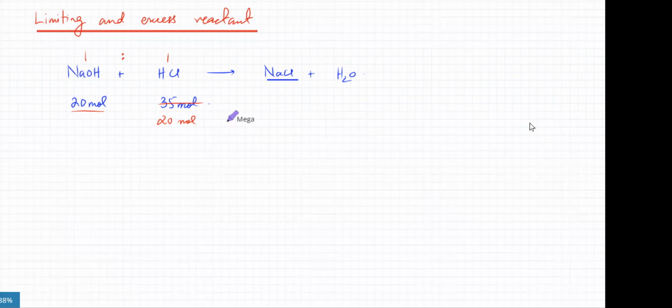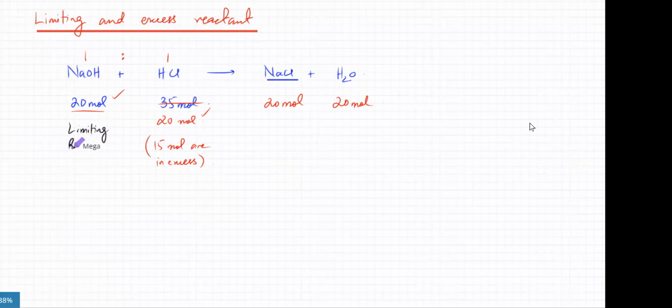You've added too much HCl. You've added it in excess. So that means 15 moles are in excess. They're more than the required amount. So 20 is only going to react with 20, and they're going to produce 20 moles of NaCl and 20 moles of H2O as well, because everything is 1:1. Now this over here is known as the limiting reactant, and the other one is your excess reactant.